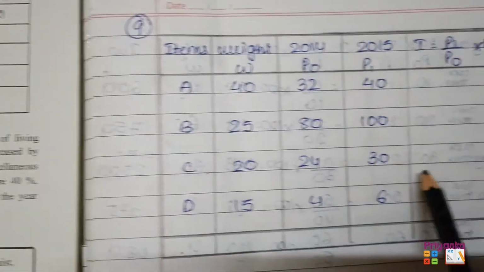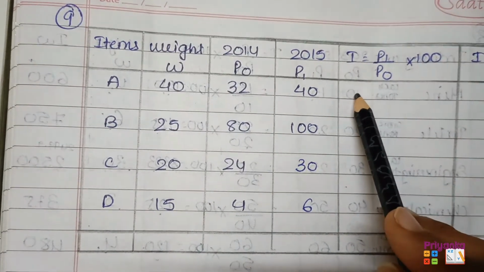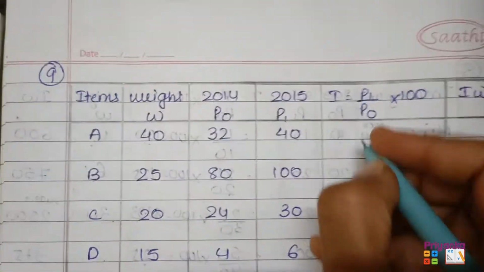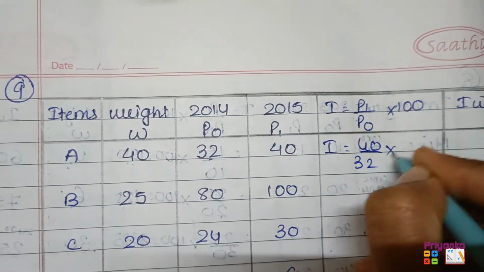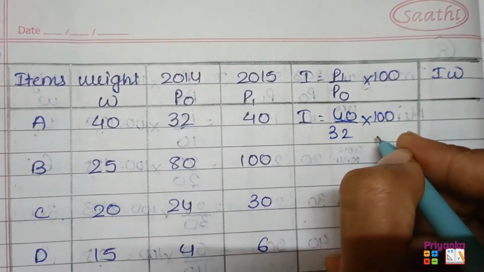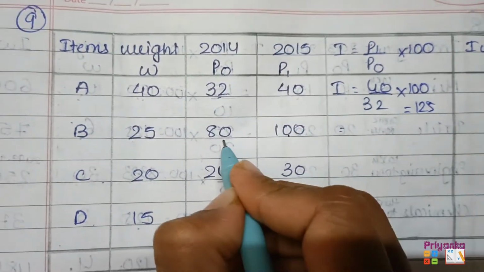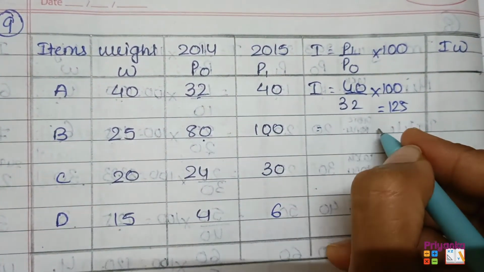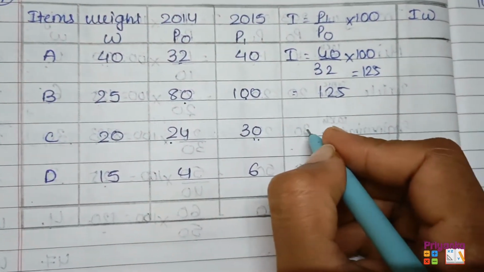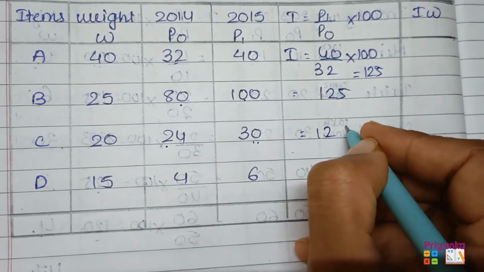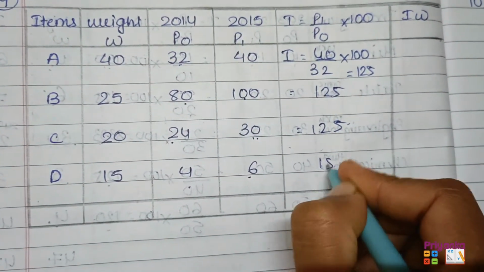Take this information in table. Obviously weight is given, weight is ready. So here we will find out only I. So again we'll take P1 as a current year and base year 32 multiplied by 100, and here we get the answer 125. Same over here, 100 divided by 80 multiplied by 100 will get 125. Take the next 30 divided by 24 multiplied by 100, that you can do in your calculator, that is again 125. 6 divided by 4 multiplied by 100, the answer is 150.